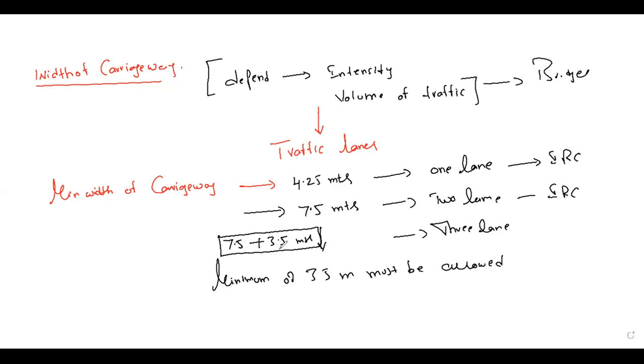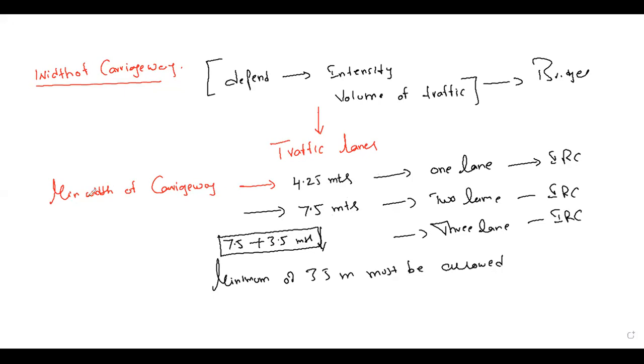Clear? Guys, is everything understood? One lane carriageway width means 4.25 meters. Two lane carriageway width means 7.5 meters. And next, if you want to go for any additional lane, then you have to add 3.5 meters instead of 4.25 meters for getting the three lane. This is recommended by IRC.